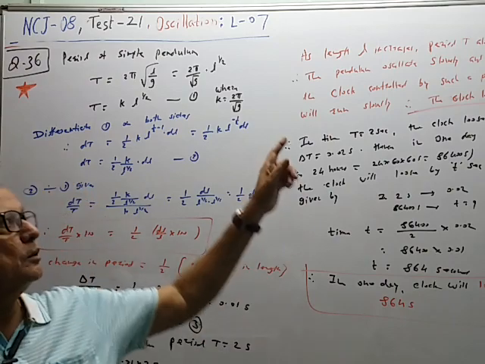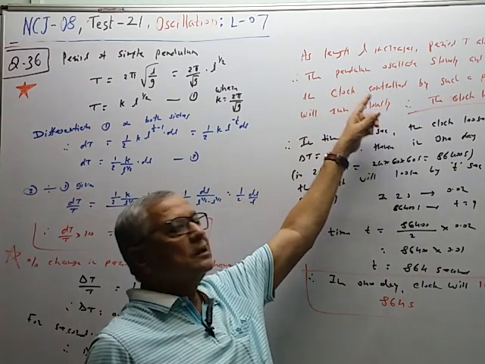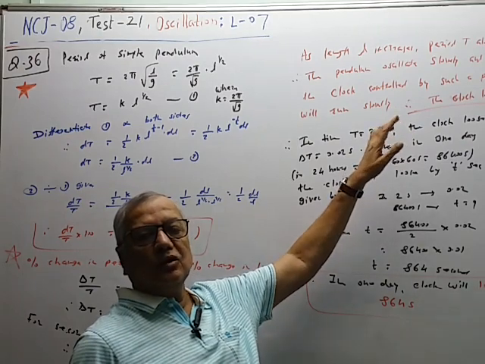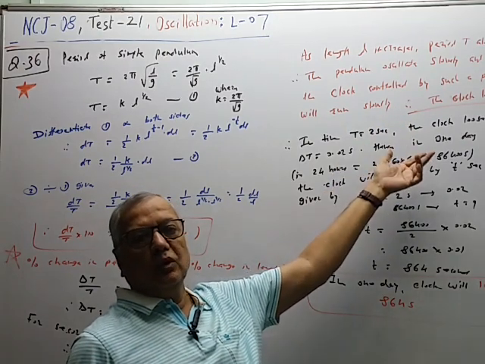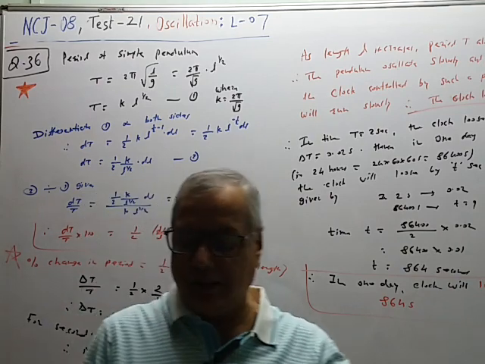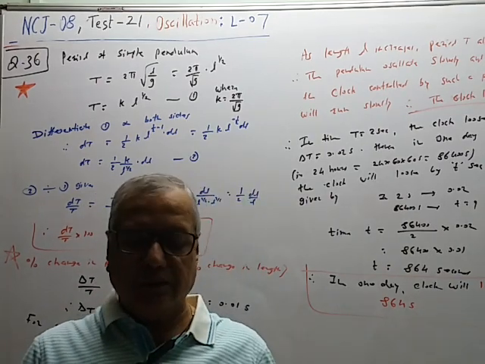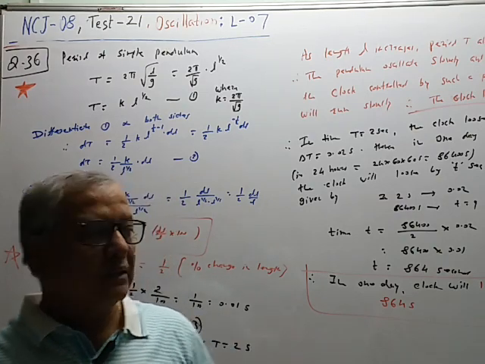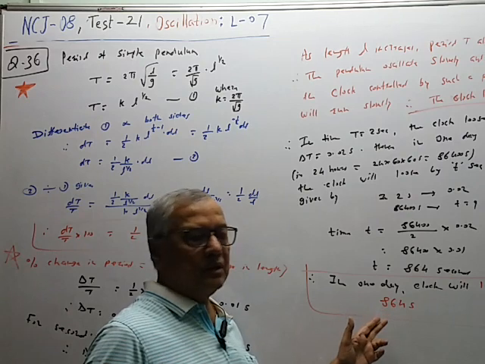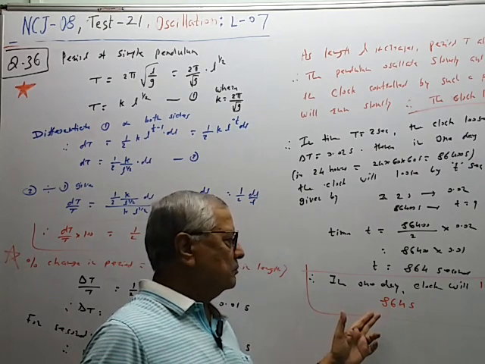If length कमी झाली तर मग उलट होईल. Length decreases, period decreases, the clock will run faster, and in that case the clock will gain. Lose or gain चा meaning आपल्याला माहिती आहे. Lose म्हणजे मागे पडणे and gain म्हणजे पुढे जाणे. So in one day the clock will lose by this many seconds. पण त्याचे मिनिट आणि सेकंद आपण करू शकतो. म्हणजे त्याला 60 ने आपल्याला डिवाइड करावं लागेल.